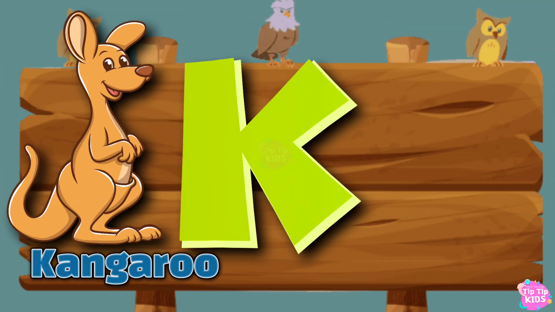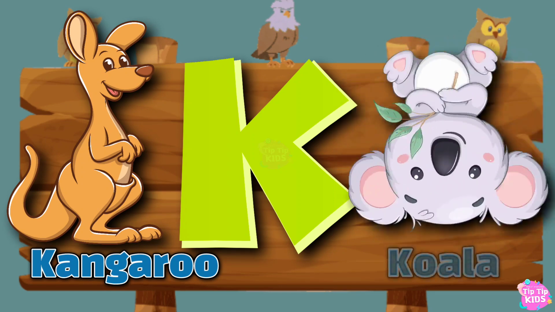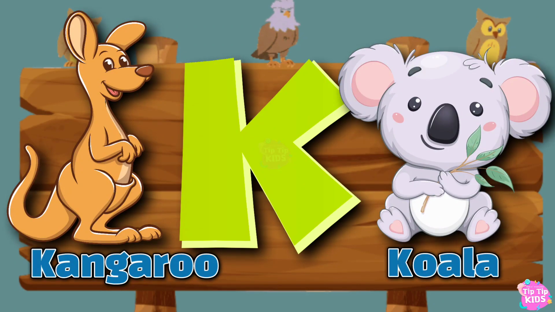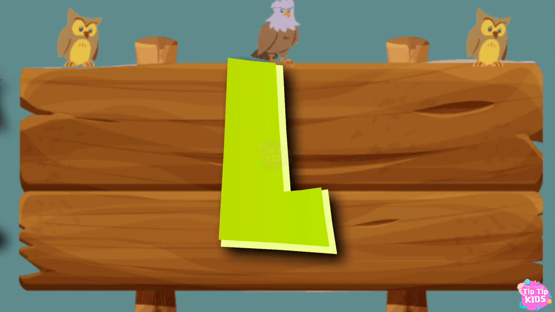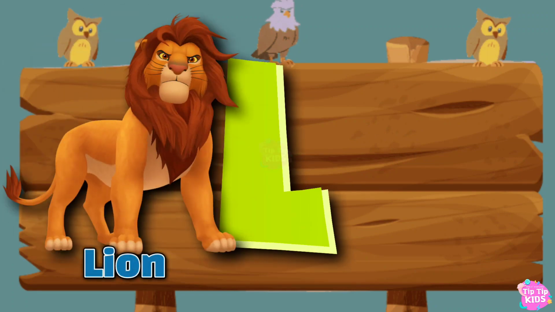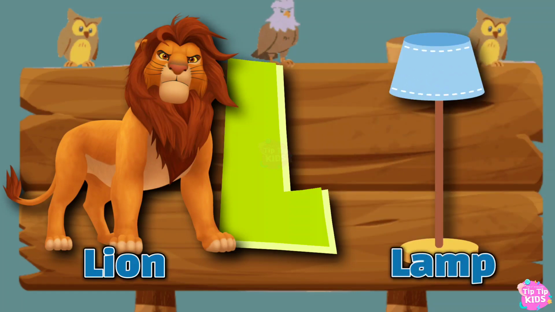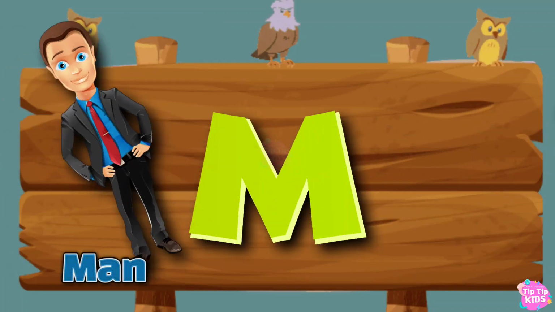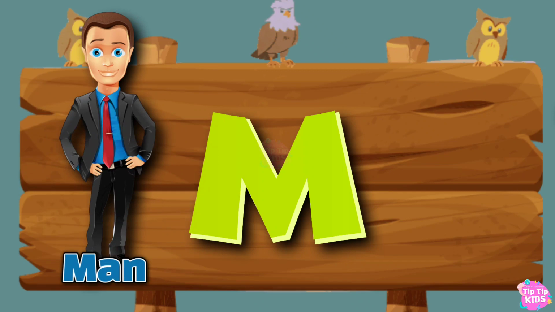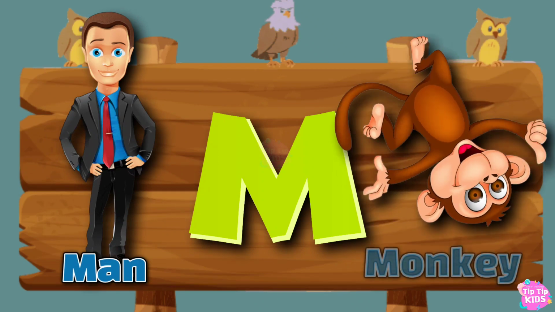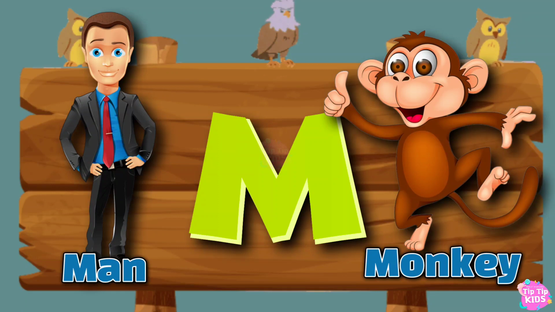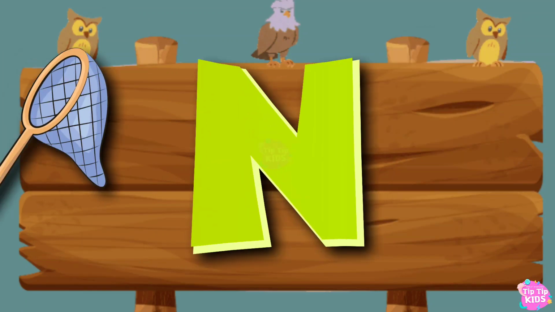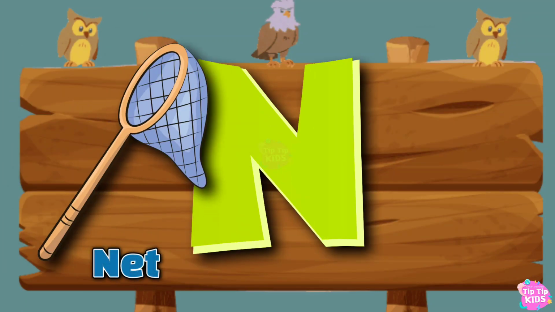K for kangaroo. K for koala. L for lion. L for lamb. M for man. M for monkey. N for net.